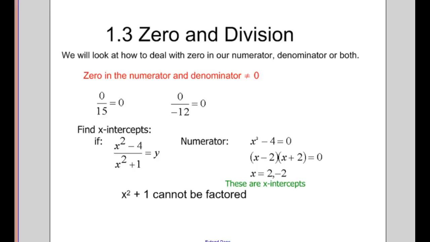What's the other word for them? Roots, zeros, x-intercepts. So the numerator can have a 0 in it, and this part here, this is the numerator. When we factor it out, we find out the factors are 2 and minus 2. So those are the x-intercepts of the equation. Okay?